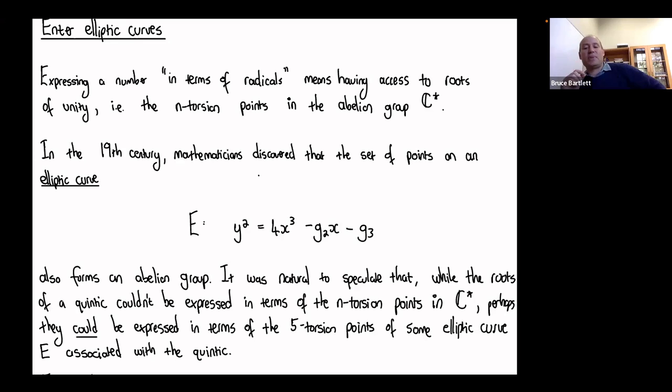It was natural to speculate that while the roots of a quintic couldn't be expressed in terms of the n torsion points in C star, perhaps they could be expressed in terms of the 5 torsion points of some elliptic curve E associated with the quintic. Okay, does that make sense?